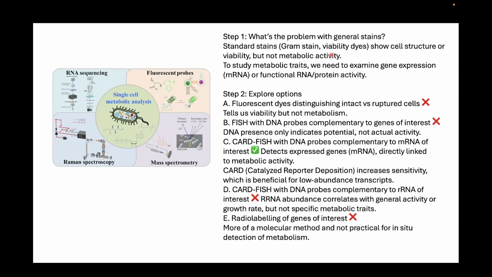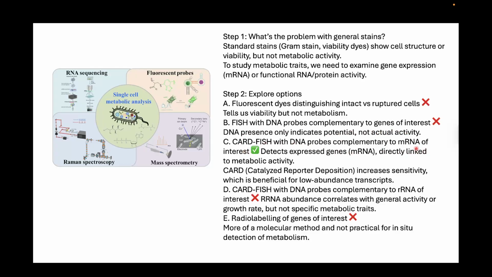So then evaluating all other options, fluorescent dyes distinguishing intact and ruptured cells. So again, live and dead cells is not the correct way. FISH with DNA probes complementary to genes of interest. It can only target the genes but not the expression of these genes. DNA presence only indicates potential, not the actual activity.